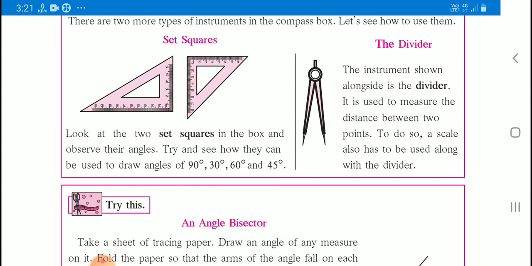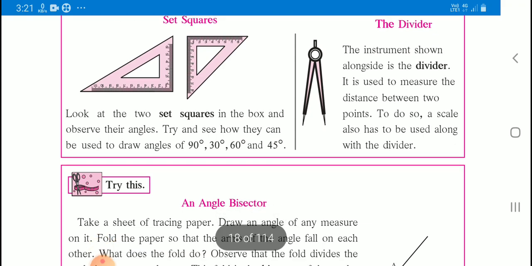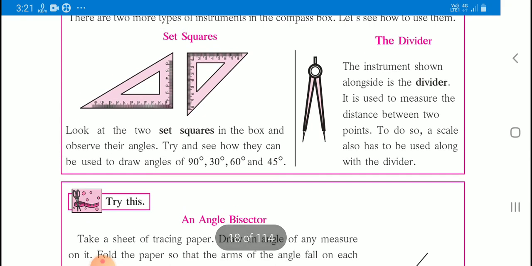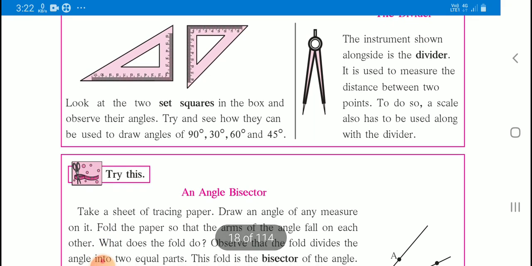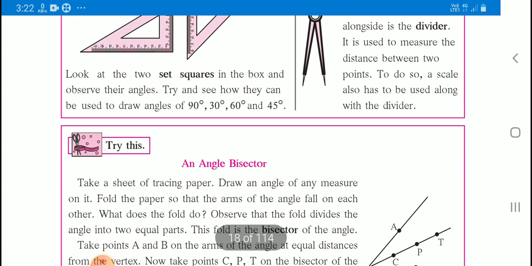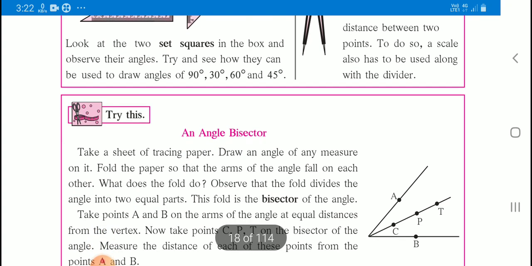It is used to measure the distance between two points. If you want to measure the distances between any two points, you can use the divider. To do so, a scale also has to be used along with the divider. Means we are using more than one instrument to draw the figures or to measure the distances.